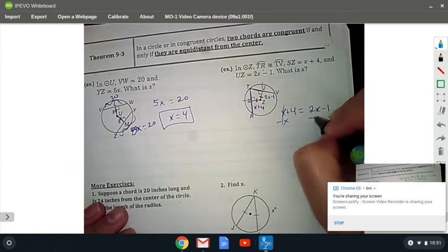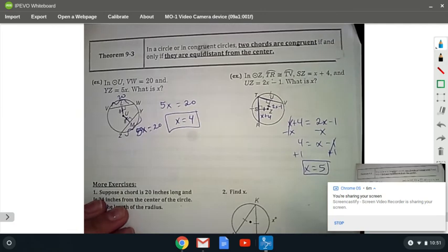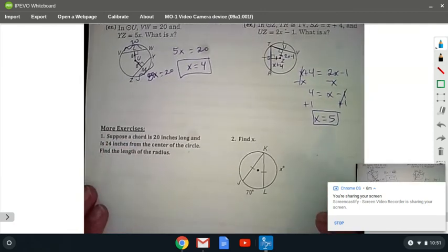Let's do the math out here. I'm going to subtract x, and then I'm going to add 1. So x is 5. Okay, nice and easy there.